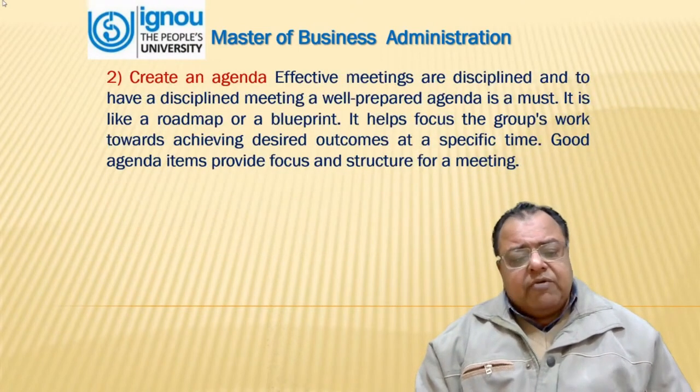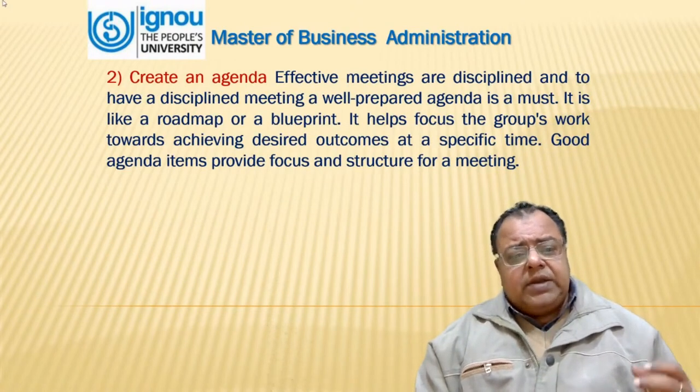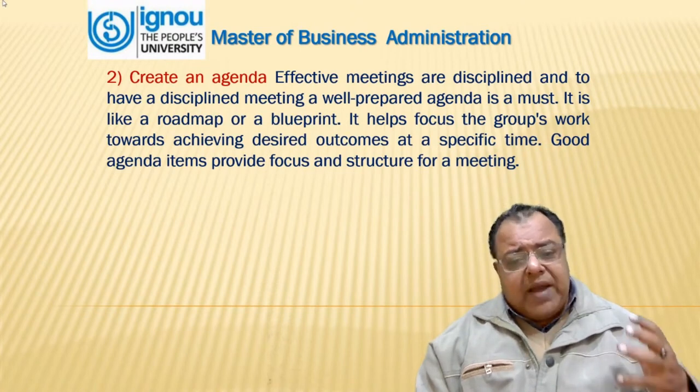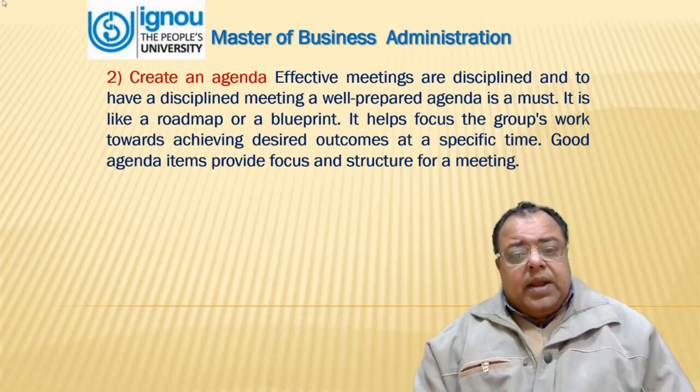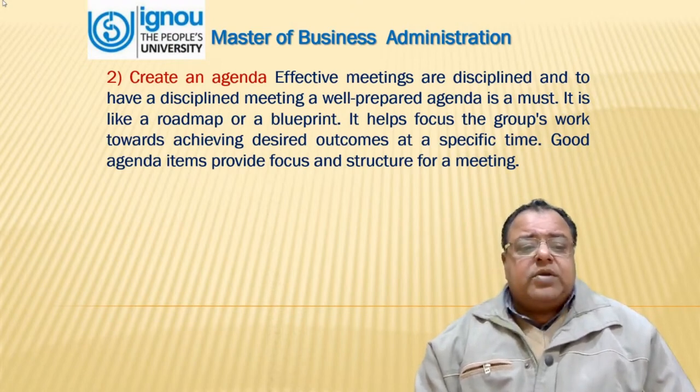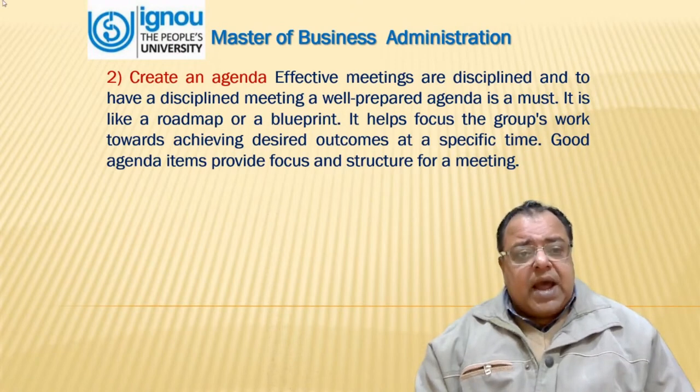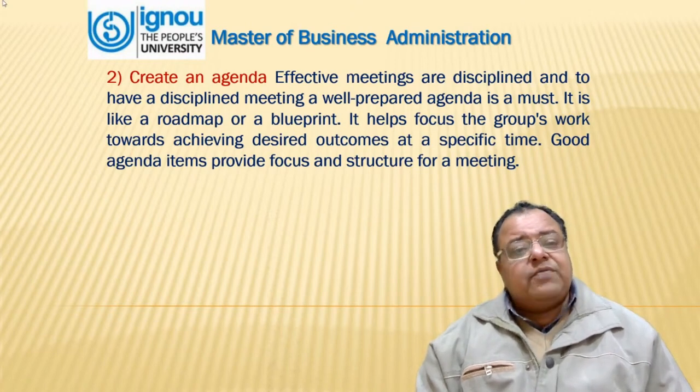Second one is create an agenda. Effective meetings are disciplined, and to have a disciplined meeting, a well-prepared agenda is a must. It is like a roadmap or a blueprint. It helps focus the group work towards achieving desired outcomes at a specific time. Good agenda items provide focus and structure for a meeting.